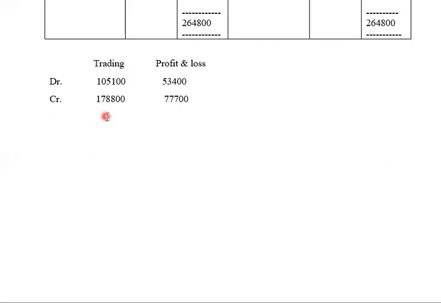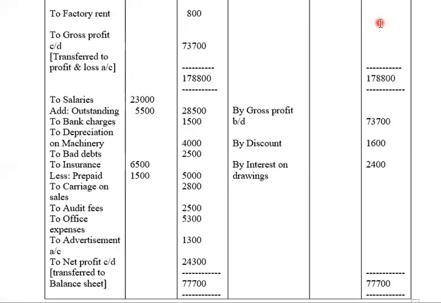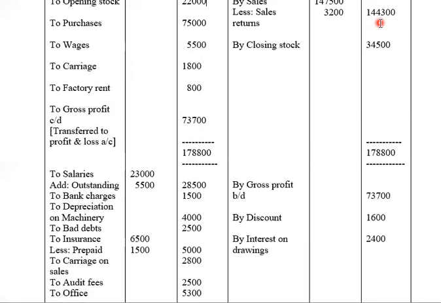In both, which total is more? 1 lakh 78,800 is more than 1 lakh 5,100. So on both the sides we'll be writing the total as 1,78,800, 1,78,800. Subtracting 1,05,100 from 1,78,800 will leave an amount of 73,700.